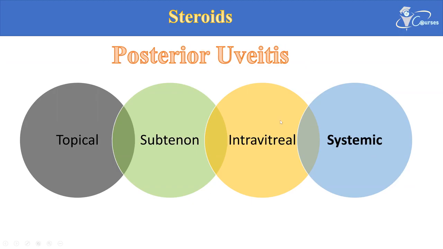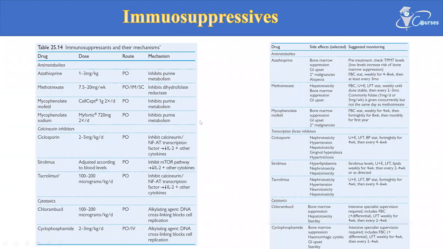Regarding the posterior uveitis, it is mainly by systemic steroids. So systemic steroids will be the mainstay for posterior uveitis, can be aided by periocular or intravitreal steroids, but the systemic will be the main treatment. Regarding the antibiotics, there will be specific antibiotics depending on each case, as we mentioned in the lecture. Regarding the immunosuppressives, there are the immunosuppressants like azathioprine, methotrexate, mycophenolate mofetil, mycophenolate sodium, and cyclosporin, sirolimus, tacrolimus, chlorambucil, cyclophosphamide. These are the main immunosuppressives, and these are their mechanism of action.